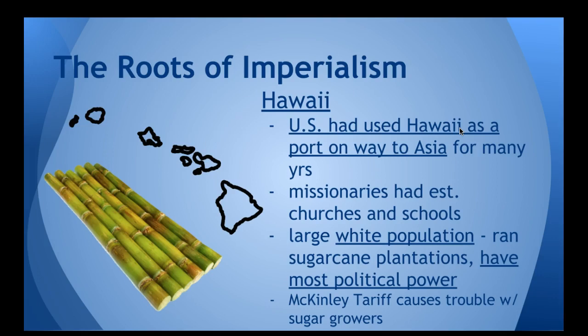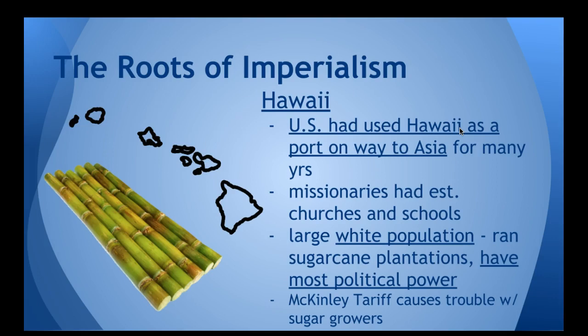During this time of imperialism, the United States had used Hawaii as a port on its way to Asia for many years. White missionaries from the United States had established churches and schools in Hawaii. There was a large white population that mostly ran sugarcane plantations, which made them very wealthy. And by the age of imperialism, it is the white population in Hawaii that has the most political power.